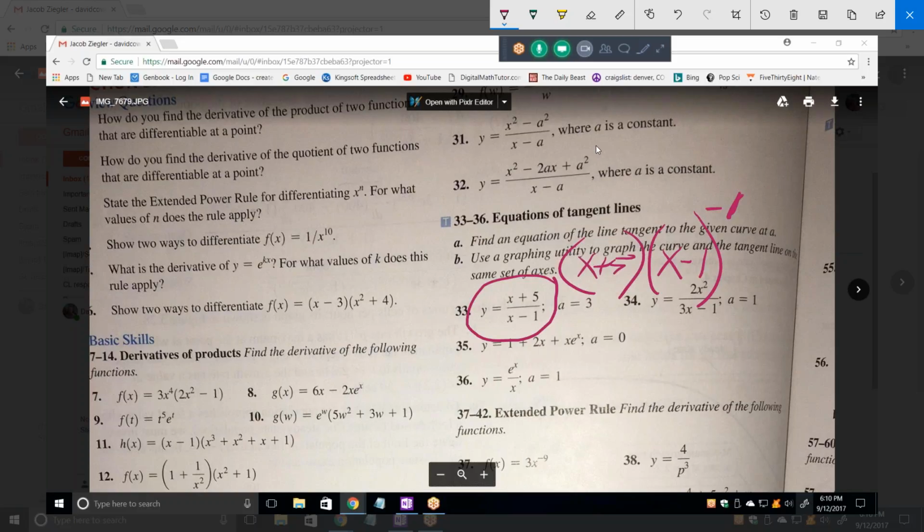I can write that, e to the x times x to the minus 1. Now I can use the product rule. And the reason I used to always do that is because I couldn't be certain I had the quotient rule memorized right, because nobody had taught me that little ditty.